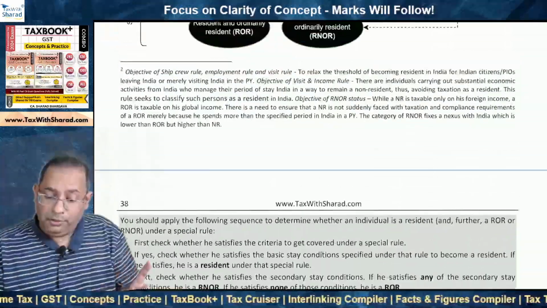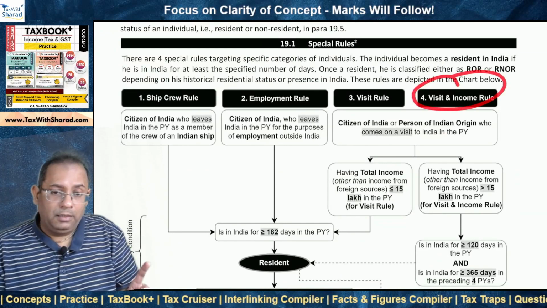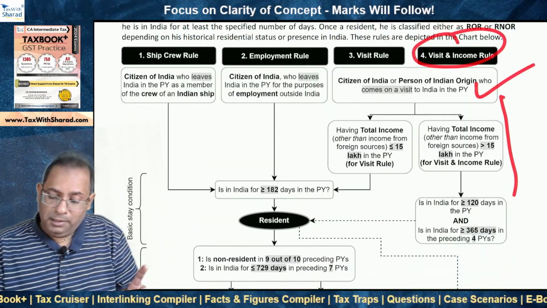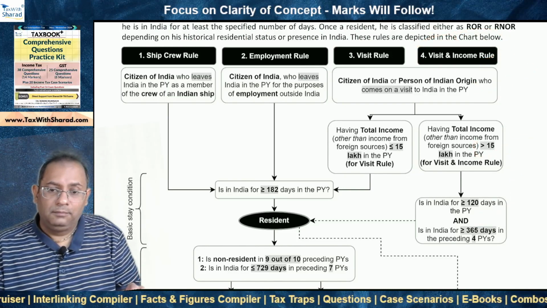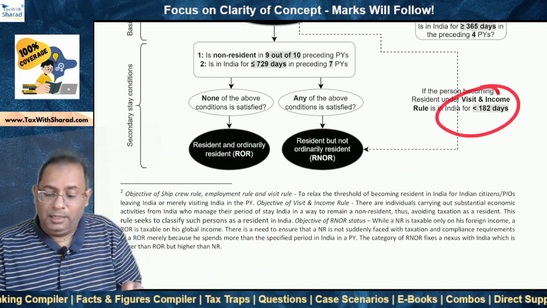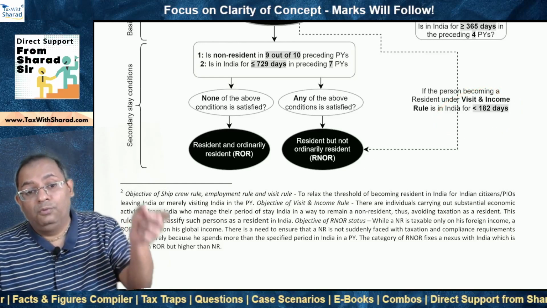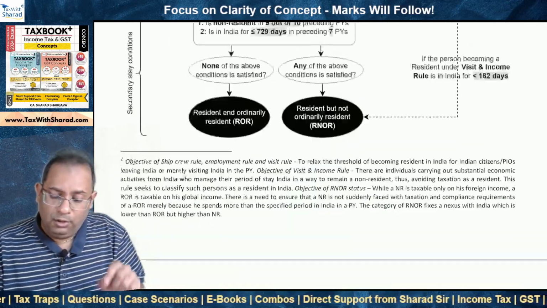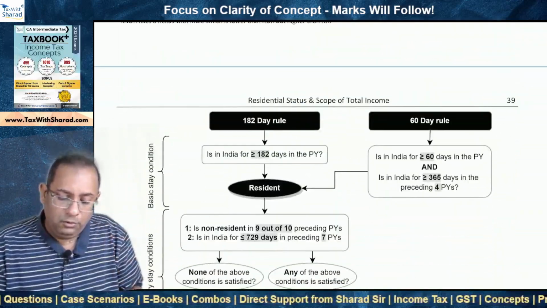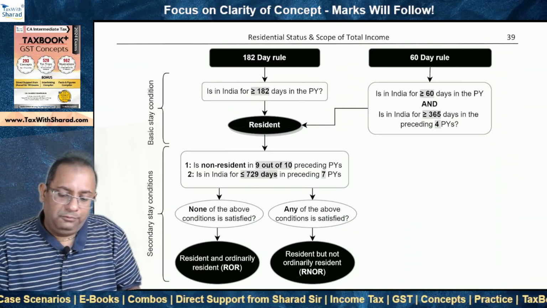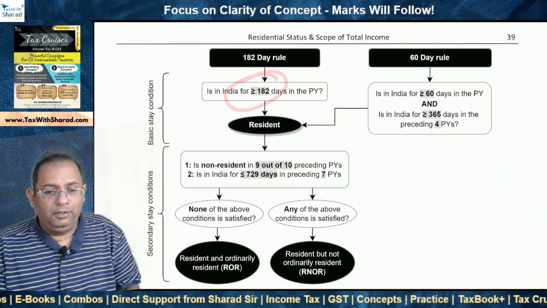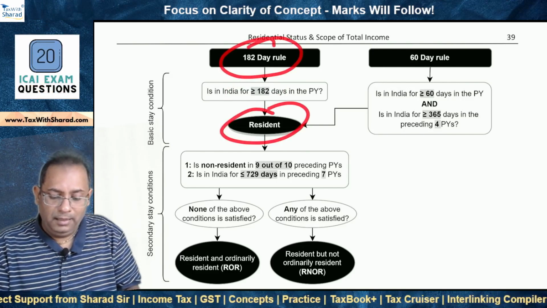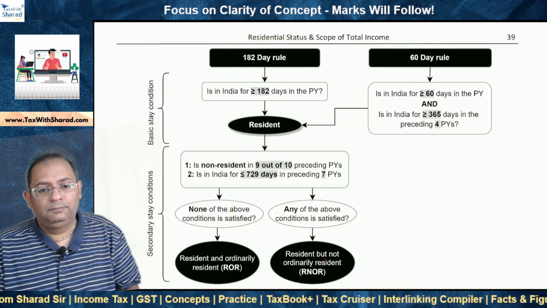We have already noted in the special rules above, when we were talking about the visit and income rule, that under the visit and income rule, if all these conditions are satisfied, okay, but if the person is 182 days or more in India, then what we need to do? Then we need to straight away come to the general rule, and then we need to see that the person is 182 days or more in India in the previous year, and then under the 182-day rule the person will be a resident, and then ROR or RNOR.